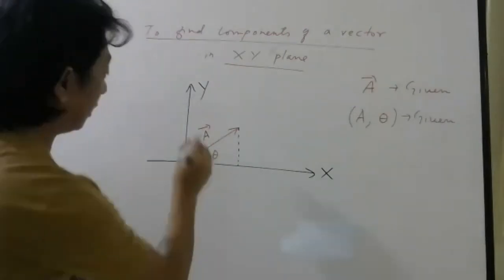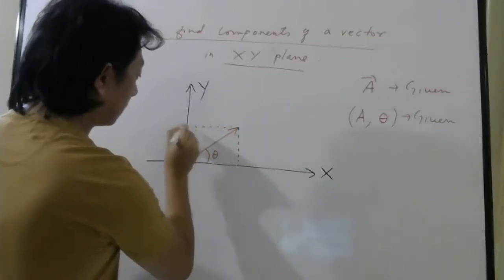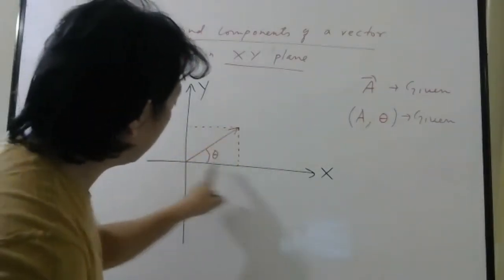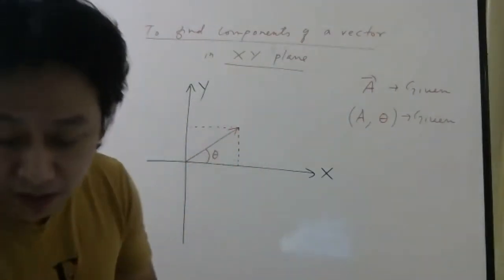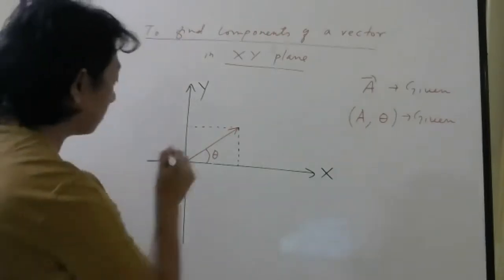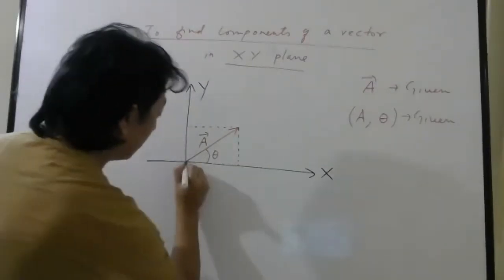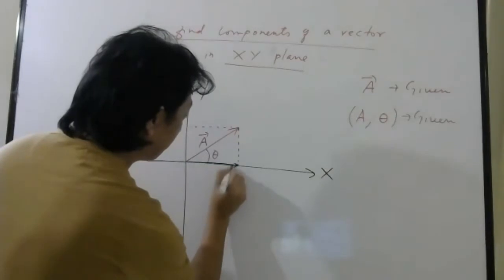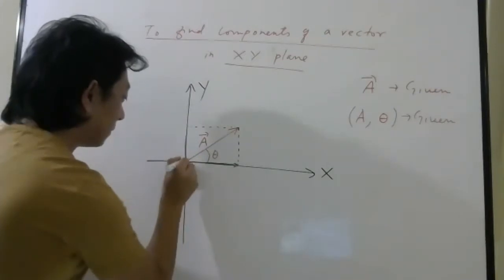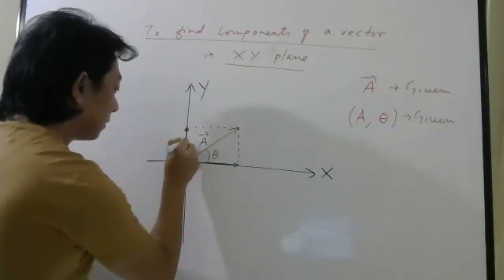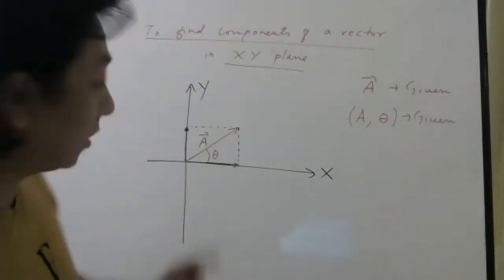Okay. And then from that tip of the vector, you draw a line like this. So this is a line drawn perpendicular to the x-axis, and this is a line drawn perpendicular to the y-axis. This is a bar. So now you know from the parallelogram law that if I add this vector with this vector, then I will get this a bar. So these two are called rectangular components of a bar.